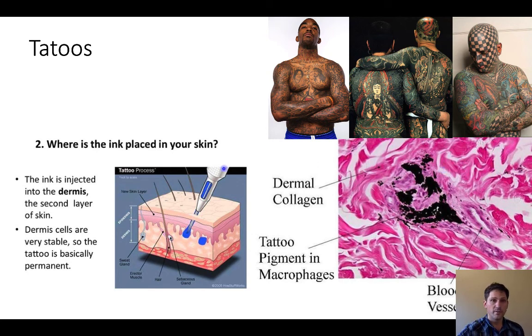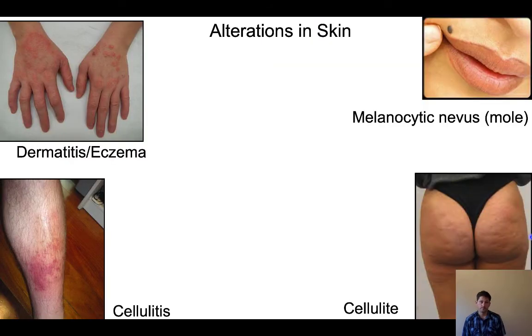So here we've got ink that's placed down into the dermis. It's more permanent, stays there, the dermal cells are stable, and it takes a lot of work to get that out of there. Here's a few more alterations in the skin that we might see.